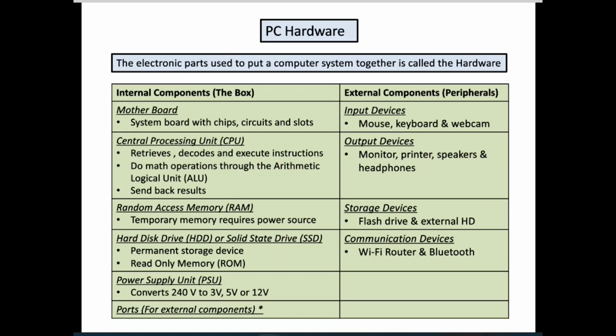Okay, then on that motherboard you will find your central processing unit, your CPU, and that is the unit that retrieves, decodes, and executes instructions, and that also does the math operations through the arithmetic logical unit, and then it sends back the results. Okay, so your CPU really is your computer. If your processor is not big enough or cannot handle what you want to do with it, the only way to fix it is really to buy a new machine. Okay, that's where all the money goes into.